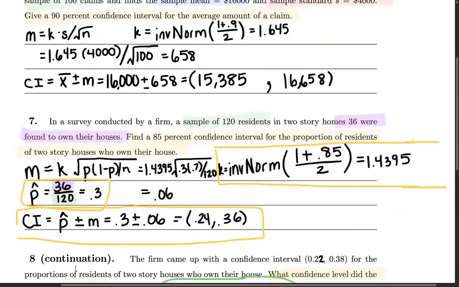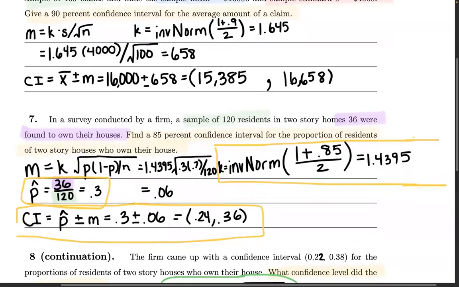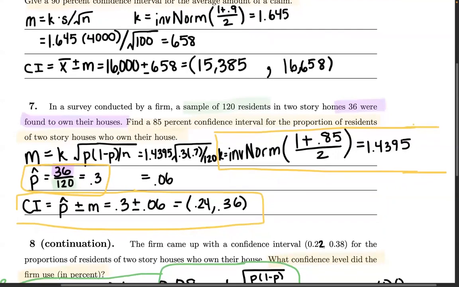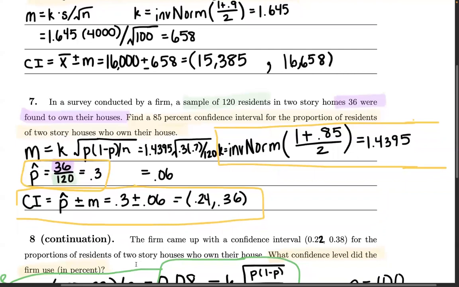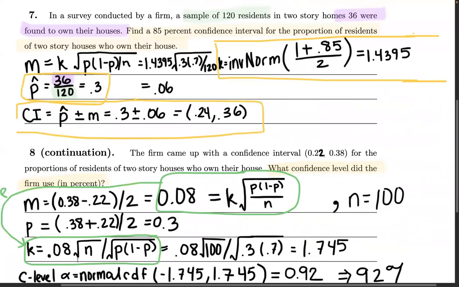Number 8 is a continuation of number 7. The firm came up with a confidence interval of 0.22 to 0.38 for the proportion of residents of two-story houses who own their house. What confidence level did the firm use, in percent? So here there are a few steps.